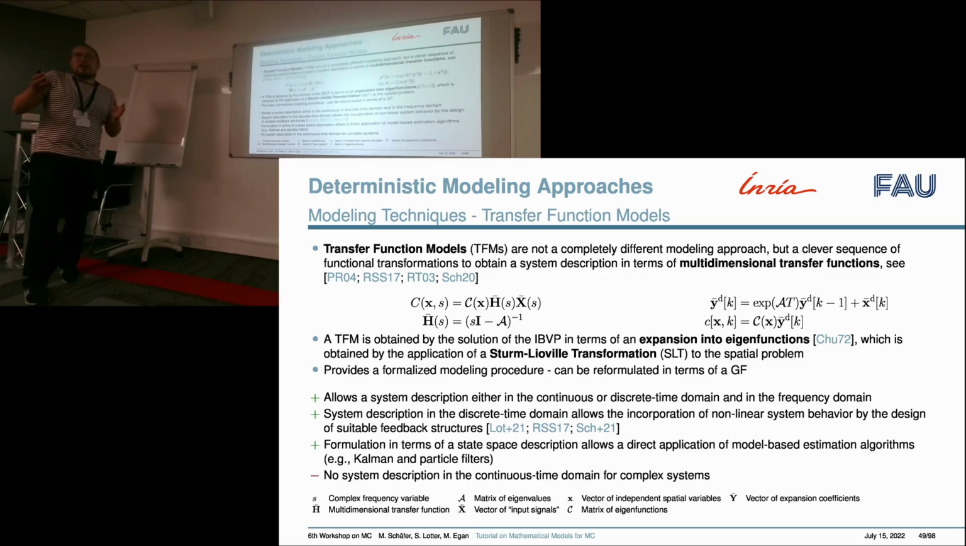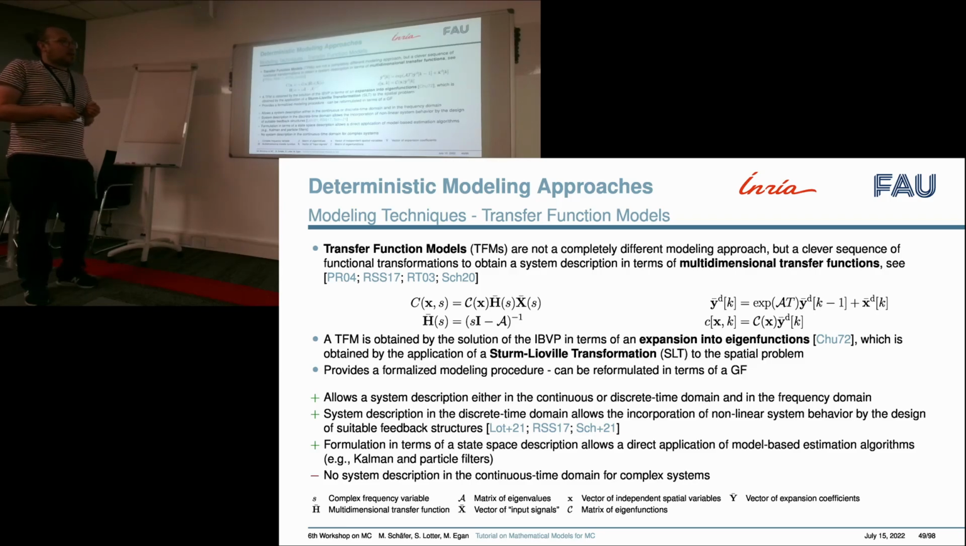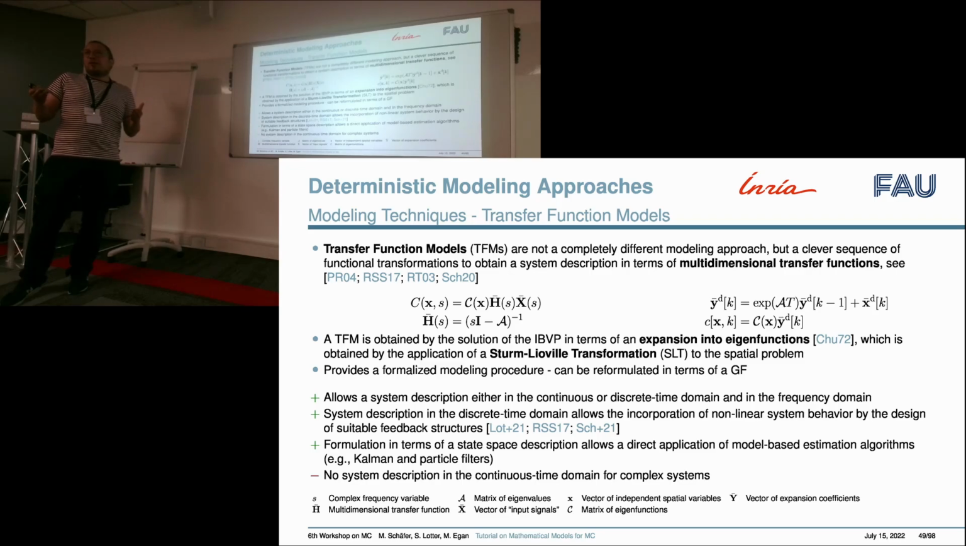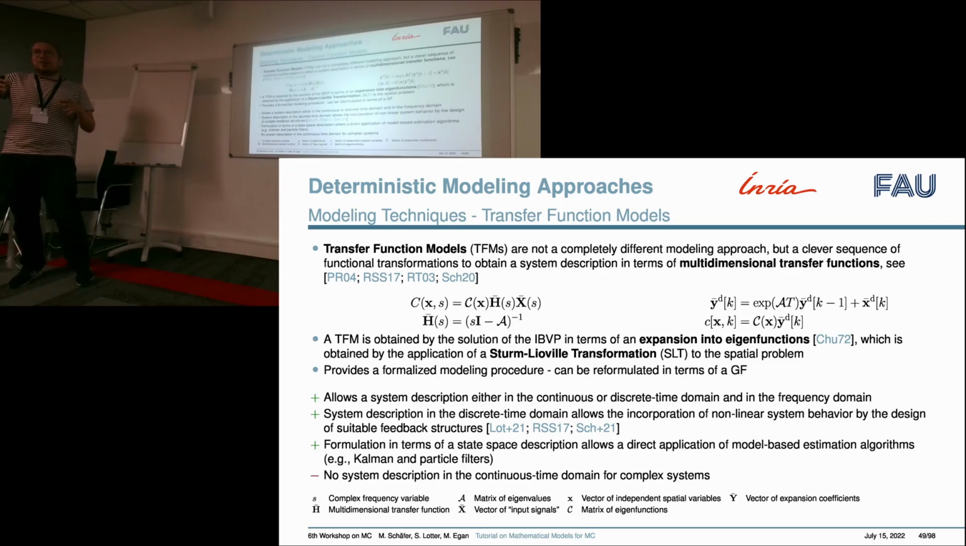So it's just like classical system theory, and it also allows a formulation in the discrete time domain in terms of state space descriptions. And similar to the Green's functions, they are obtained by solving the initial boundary value problem. So you see my point: we will come to the stage that we just have to solve these equations, and then we have to decide which model we obtain.